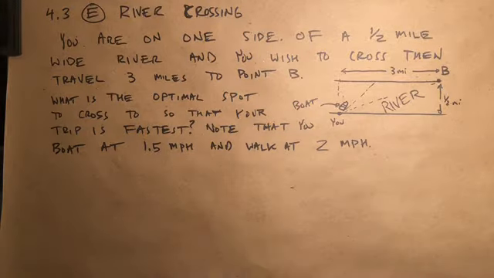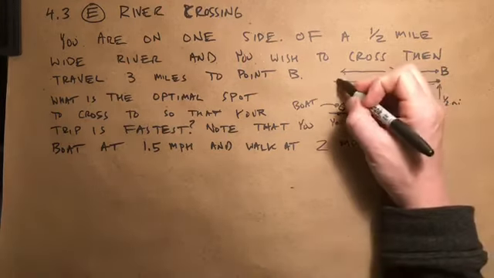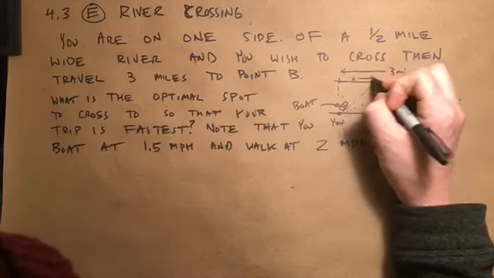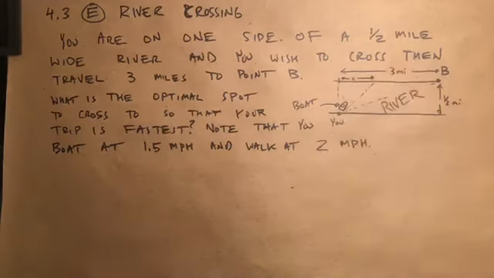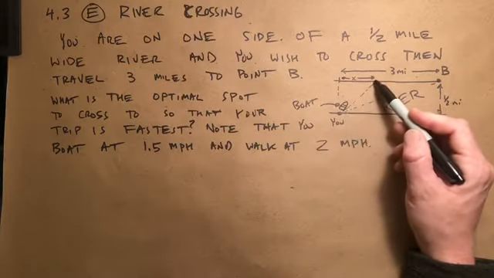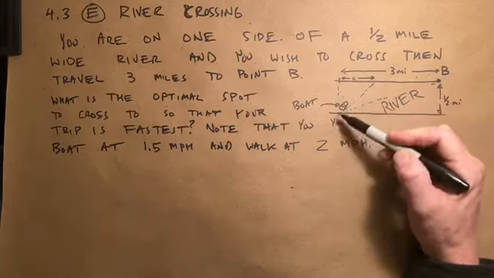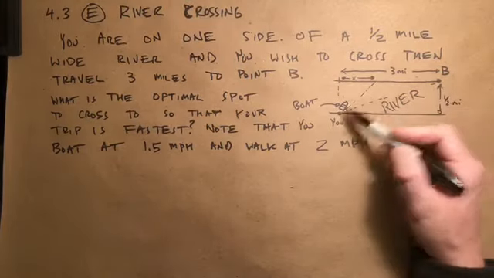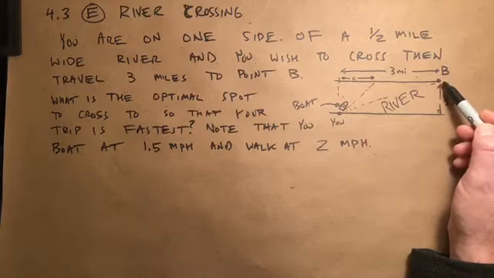So, we have our picture, but what I haven't included is a variable, and some of you are seeing where that variable goes, and it's going to be right here. X is going to be the distance directly across the river that I boat to. X could be 0, then I boat right across and then walk the 3 miles. X could be 3 miles, and then I would boat the entire way.